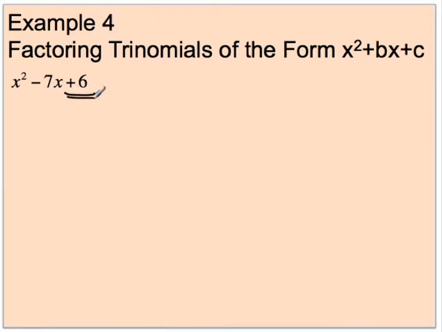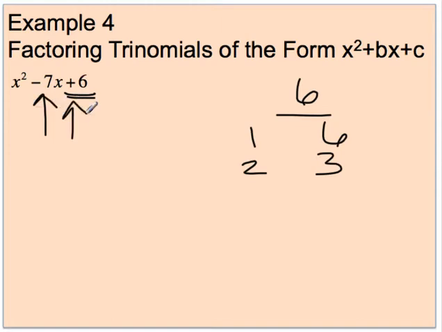In this example, we're looking for +6. So I take +6 and I write it as 1 times 6, or it could be 2 times 3. Now, when I have a negative in the middle and a positive on the back side, I want to add these together, but if I add them together in their positive forms, I will never get a negative number. So I have to make both of these negative in order to get a negative number when I add.